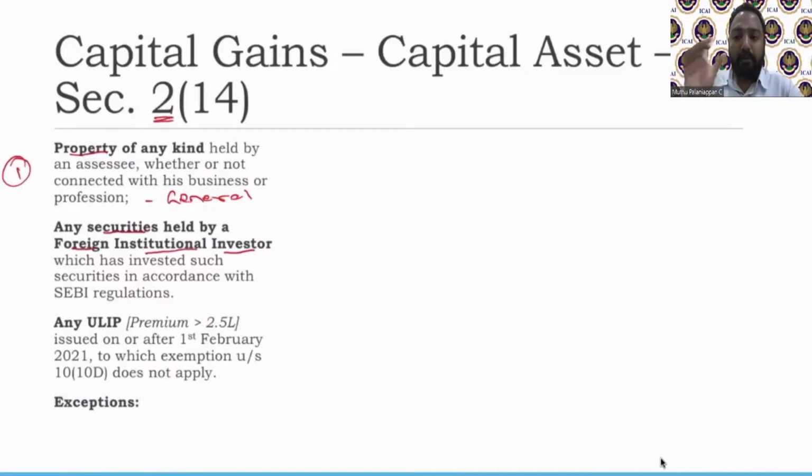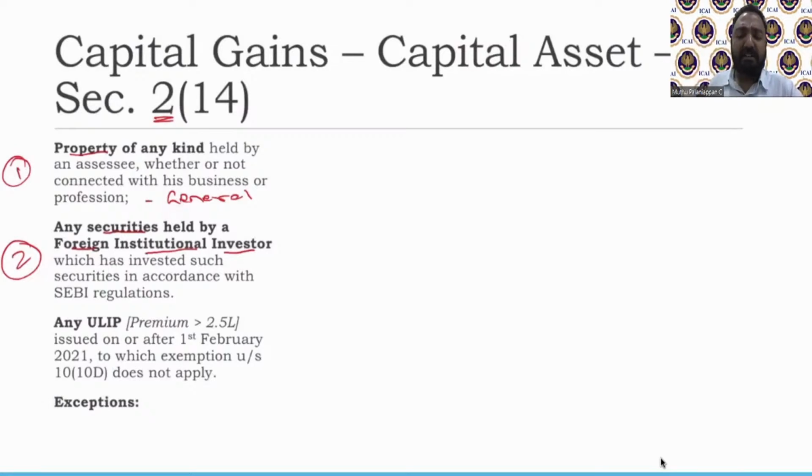Now, when it comes to foreign institutional investor, income tax says don't differentiate. Need not go through whether it is revenue or capital and all. It is always a capital asset for these persons. So that's what it means by your securities in accordance with SEBI regulation. That is listed securities invested by this foreign institutional investor. They call it as FII. So such securities are called as assets.